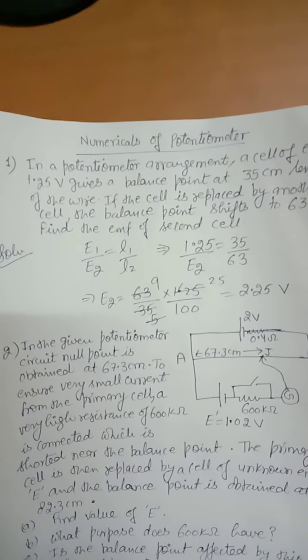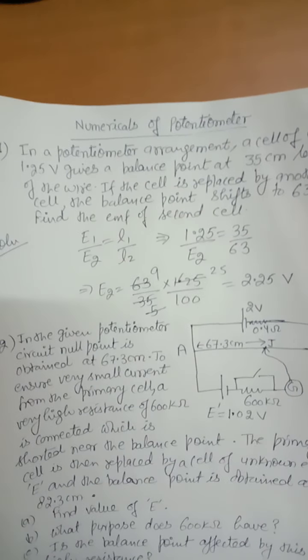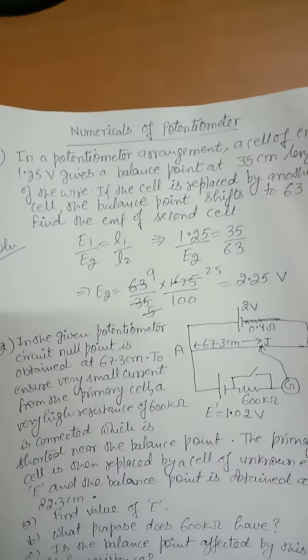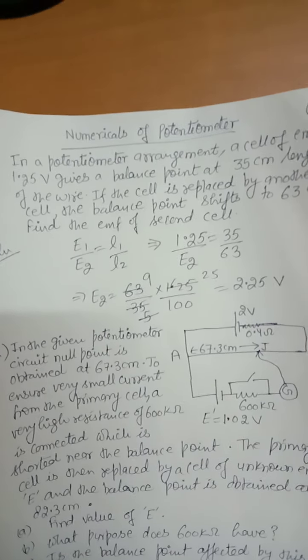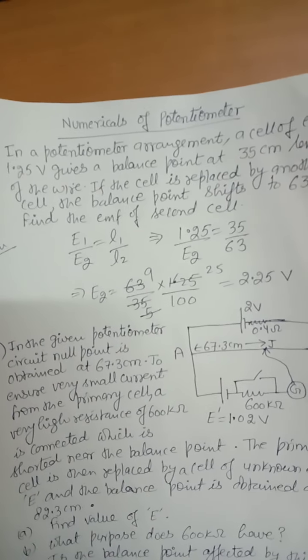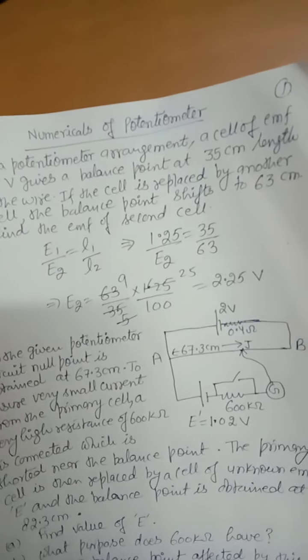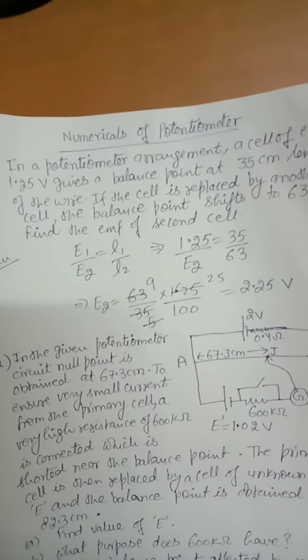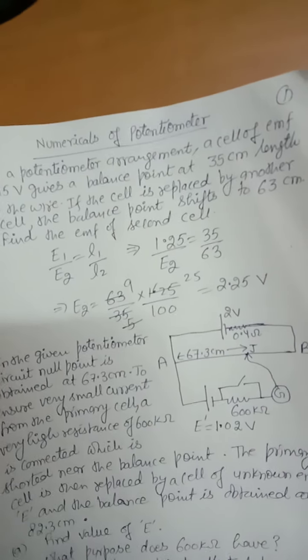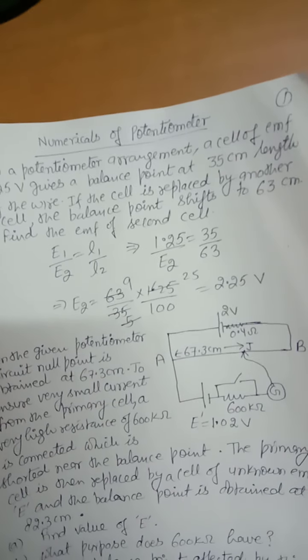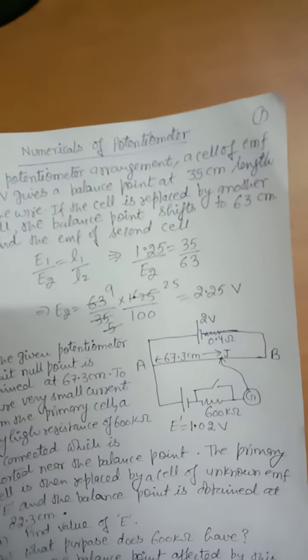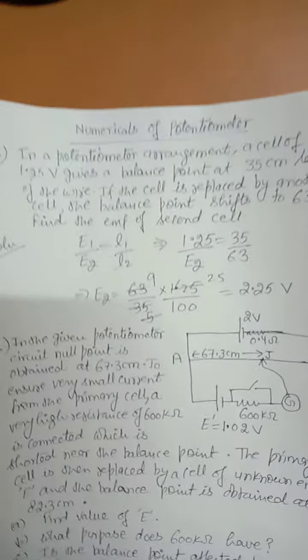Students, today we will solve the numericals based on potentiometer. Like the first question we are taking: in a potentiometer arrangement, a cell of EMF 1.25 volt gives a balance point at 35 centimeter and another cell gives the null point at 63 centimeter. Then find the EMF of the second cell.